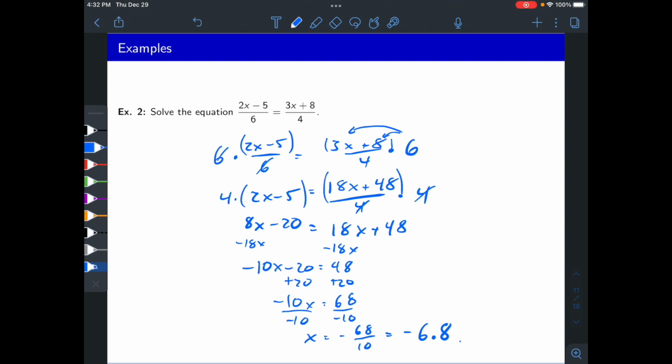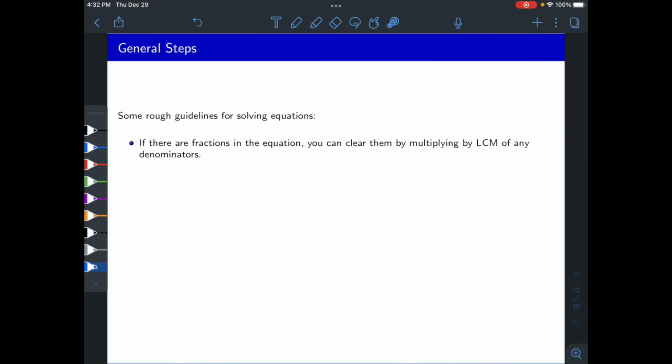If you're ever not sure about your answer, you could always plug your final answer back into the original equation, just to double check that it's true. So if you were to take negative 6.8 and plug it in for x over here, plug it in for x over here, you should get the same thing. I'm not going to do that here, but just take my word for it. That's a good way to check your answer.